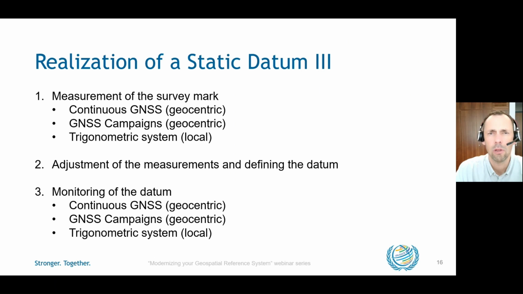We had already a look at the different kinds of survey marks. Once the survey marks are built or chosen, the next step is to determine the coordinates of the markers and the relation between them. This is done by first making measurements and then analyzing them in what is known as an adjustment of the measurements. This is often done as a least squares adjustment. Finally, markers, once implemented into the datum, have to be continuously monitored for their stability.